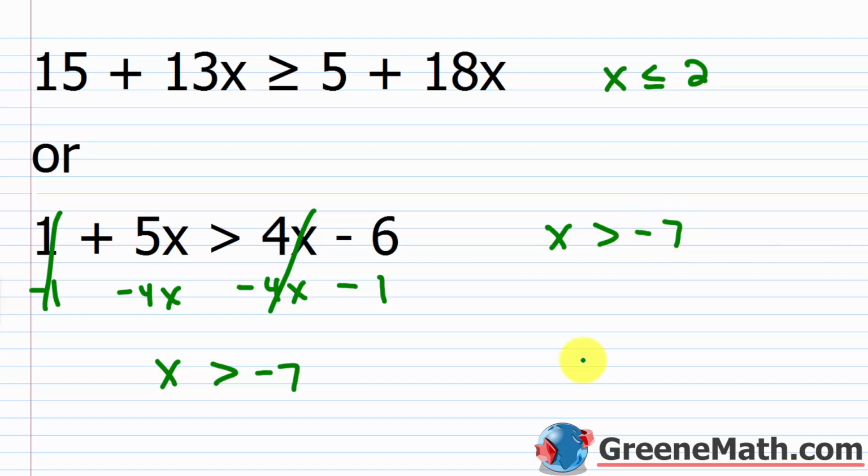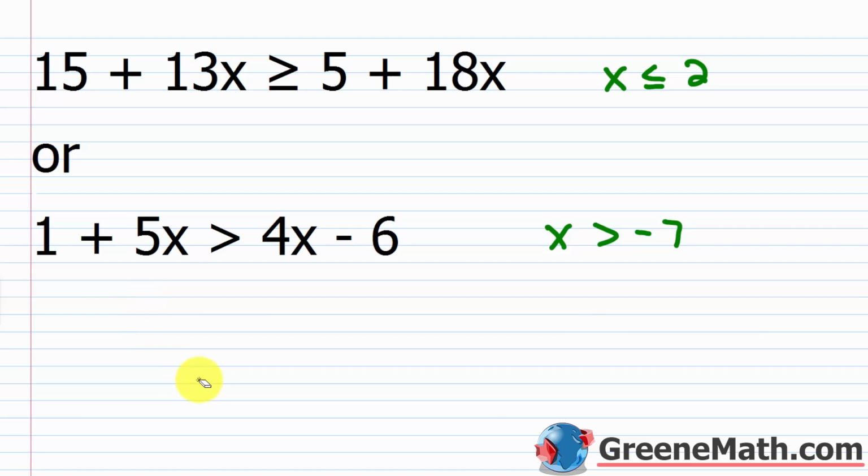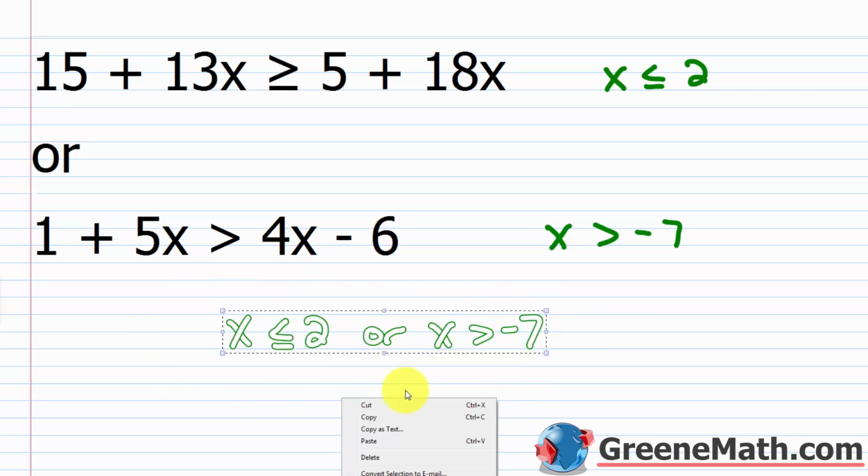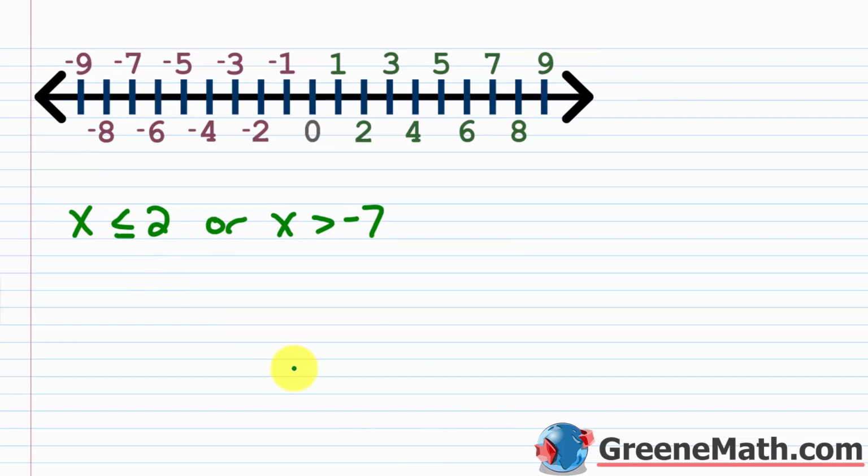All right, so let's think about this again using our number line. A lot of times it's very easy to visualize the solution. So we have x is less than or equal to 2, or we have x is greater than negative 7. So let's go ahead and copy this. All right, so let's think about x is greater than negative 7. I'm just going to put a parenthesis at negative 7, and I'm going to shade everything going to the right, including my arrow.